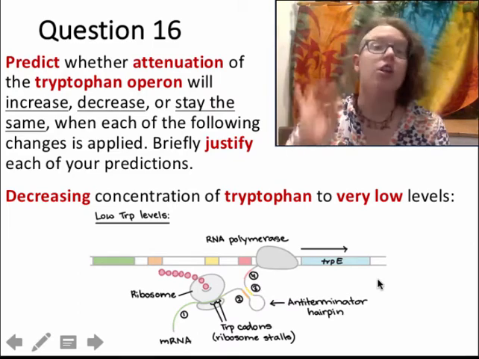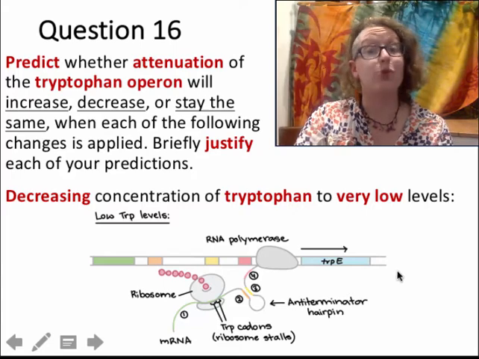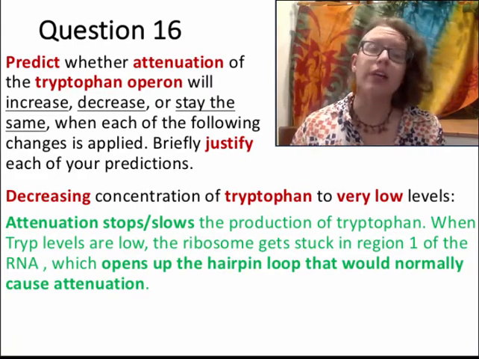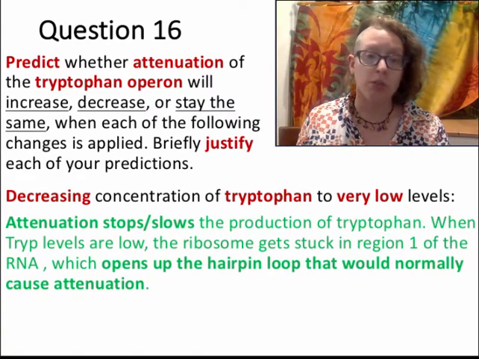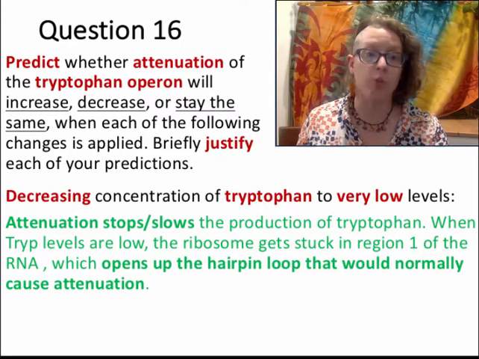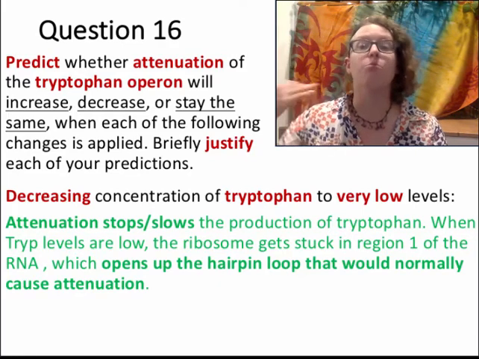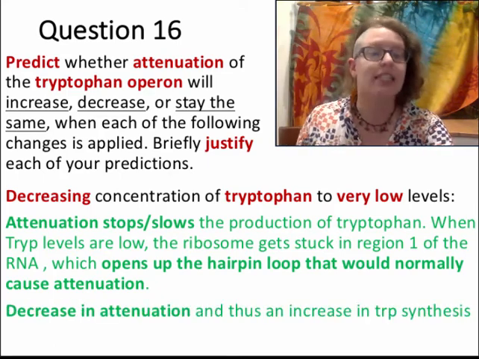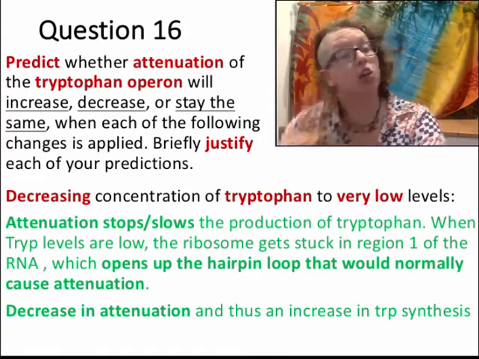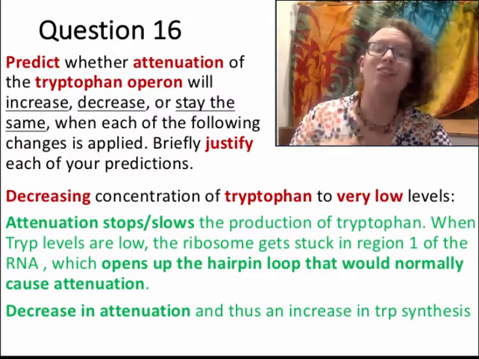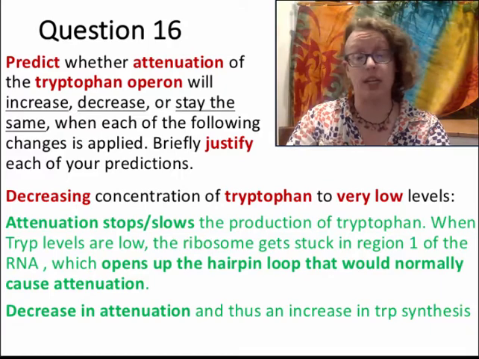You need to know this. You need to be able to draw this, so make sure you can do that, because on the test, this image will not be there. So you're going to need to know that attenuation stops or slows the production of tryptophan. When tryptophan levels are low, the ribosome is going to get stuck on region 1, which will open up the hairpin loop that would normally cause attenuation, thus preventing attenuation from happening. Therefore, this will result in a decrease in attenuation and thus an increase in tryptophan synthesis. So go back, make sure you understand those details because that's going to be an important aspect of this test.